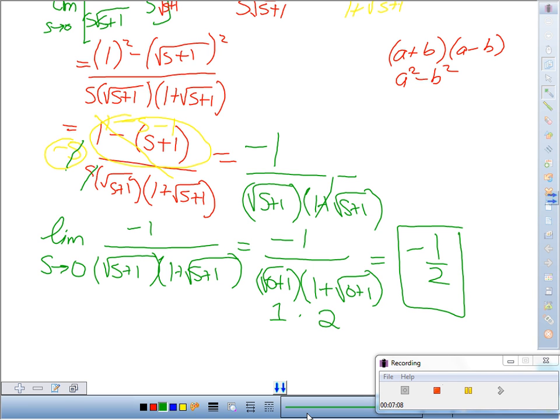It's a nice problem because it combines the simplification trick with the conjugate trick. So it's 2 algebraic tricks that you actually have to use to solve the problem.